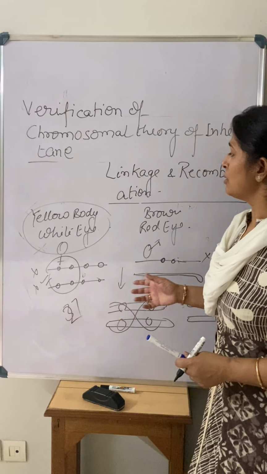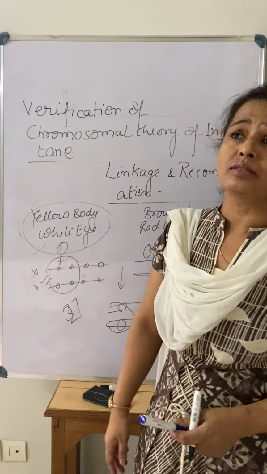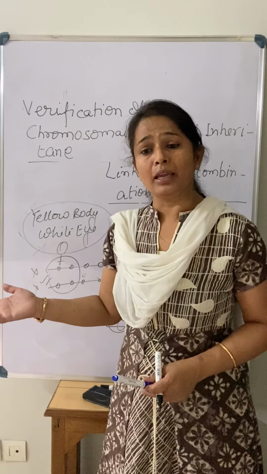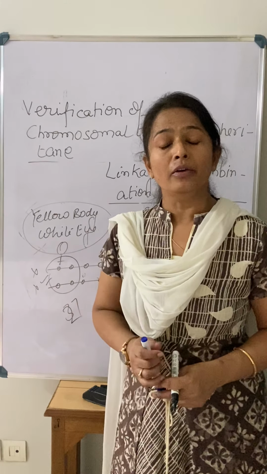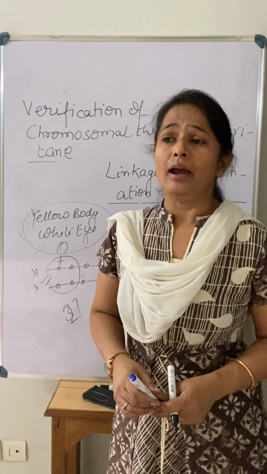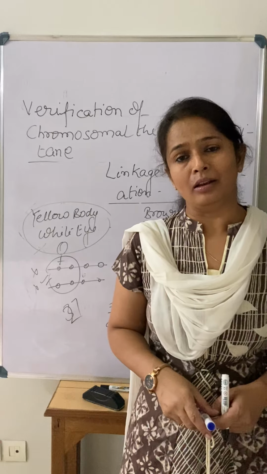So children, this is all about linkage and recombination and the chromosomal theory of inheritance, and along with that I have told you about polygenic inheritance. I hope all of you will get it very easily, because these are very simple topics, and again we will meet for a discussion of pedigree analysis.